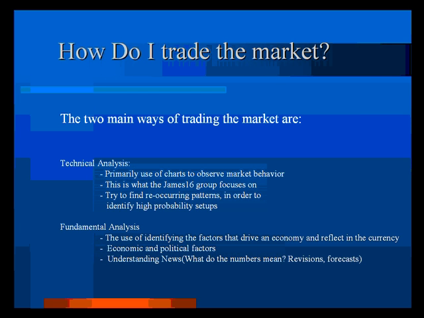How do you trade the market? Well, there are two main ways of trading that we need to focus on, because these are the most talked about ways for speculators and retail traders, and what we're going to be focusing on in the James 16 group. The most important to us is going to be technical analysis. Technical analysis is primarily the use of charts to observe market behavior. What that means is we use charts to observe reoccurring patterns in order to identify high probability setups. So we look at these charts every day and we find patterns such as pin bars or inside bars. We look for support and resistance, and we try to define when is the best time for us to get in and out of the market. What is the highest probability for us to get into to make money?